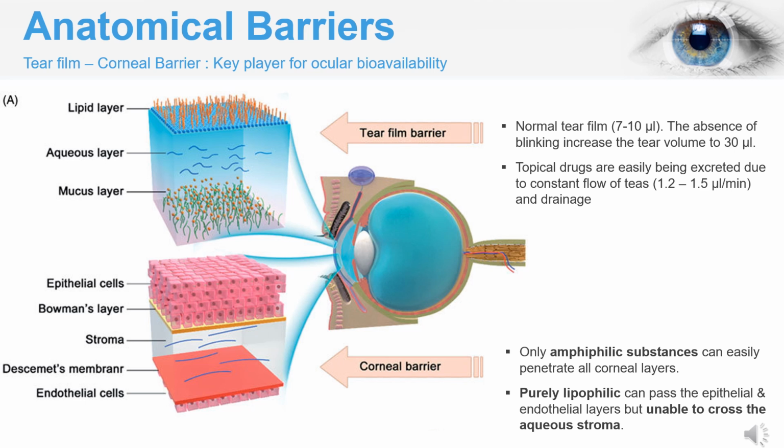Normal tear film is about 4 to 9 micrometers thick and has a volume of 7 to 10 microliters. This can increase to 30 microliters in the absence of blinking. Upon topical administration, the drug is immediately mixed with tear fluid. However, it has low retention in precorneal regions.